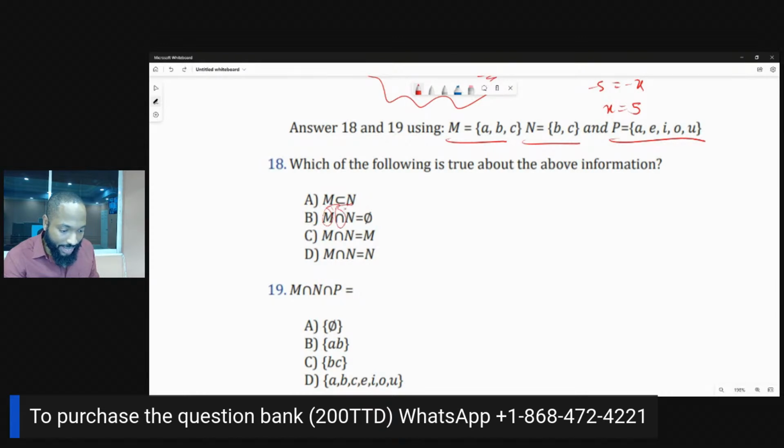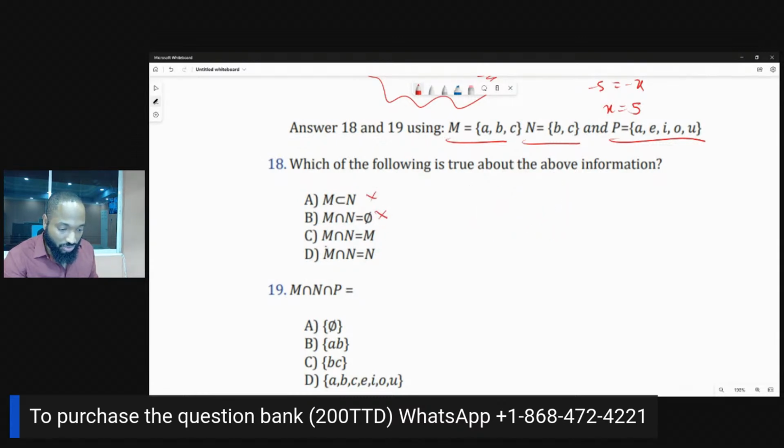M and N is 0. So meaning belonging to M and belonging to N at the same time is 0. There's nothing. So let's see if there's any intersection between M and N. No, there's an intersection. There's A, B, C, and there's N. In fact, this is a subset of this, so there's a big intersection, and N is actually living inside M, B, C, A. Think of it. So this is wrong. That's not true.